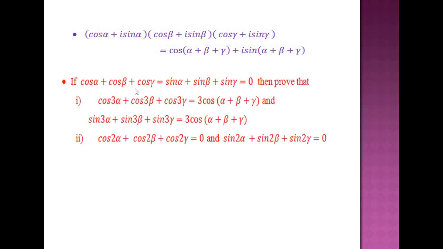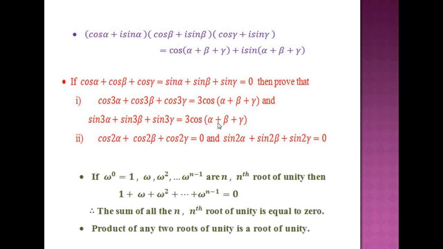If cos alpha plus cos of beta plus cos of gamma equal to sin of alpha plus sin of beta plus sin of gamma equal to 0, then cos of 3 alpha plus cos of 3 beta plus cos of 3 gamma equal to 3 times cos of (alpha plus beta plus gamma), and sin of 3 alpha plus sin of 3 beta plus sin of 3 gamma equal to 3 times sin of (alpha plus beta plus gamma), and cos of 2 alpha plus cos of 2 beta plus cos of 2 gamma equal to 0, and sin of 2 alpha plus sin of 2 beta plus sin of 2 gamma equal to 0. These are the first type of application.